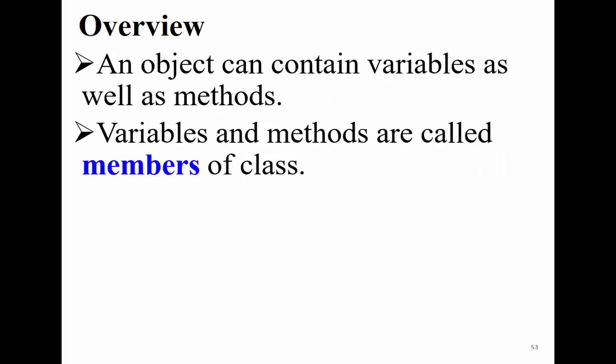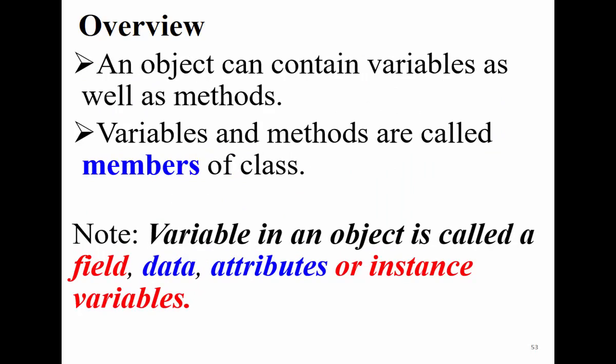Okay, so this is very important. You're going to go back after this lecture to some textbook or some references or some internet resources. You're going to see this. The variables and the methods that you define inside your class, they call them the members of the class. So the attributes, the name of the attributes, and the name of the methods. Now, the variable inside this object, some people call it fields, data, attributes, instance variables.